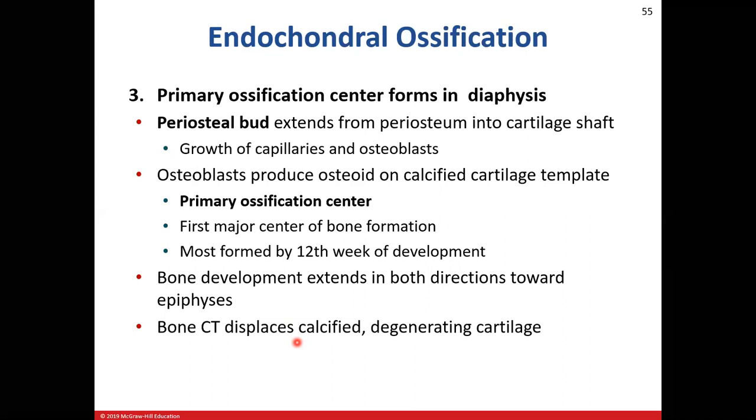And so we have this primary ossification center now that's beginning to develop. And this is the first major center of bone formation. And again, oftentimes occurs right around that 12th week of development, or very late into the first trimester. The bone development extends in both directions towards the epiphysis, or towards the ends of the bone, and the bone connective tissue actually gets displaced as it calcifies and really starts to degenerate the cartilage.